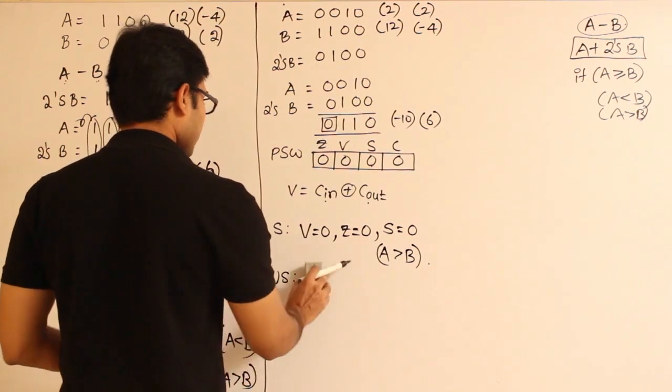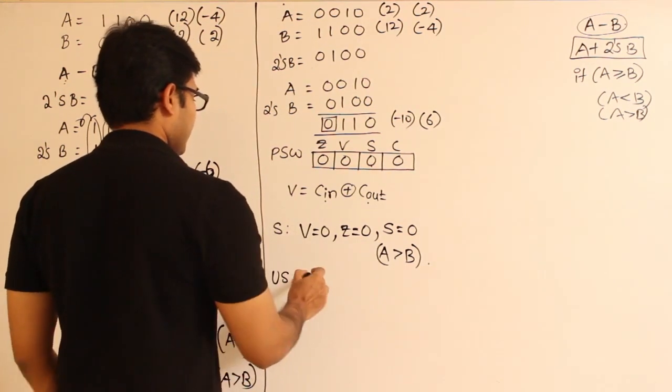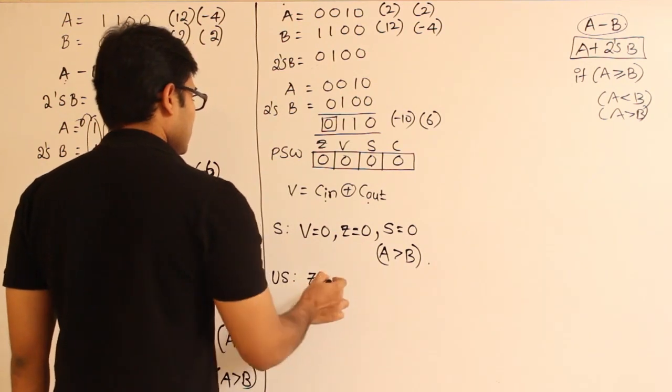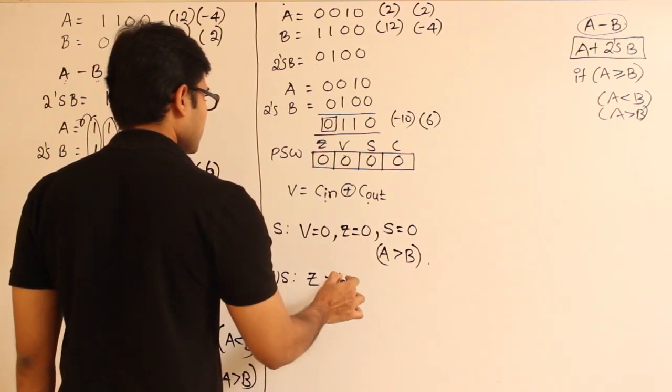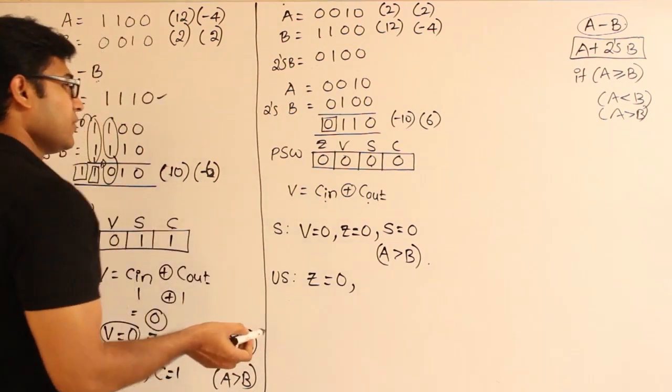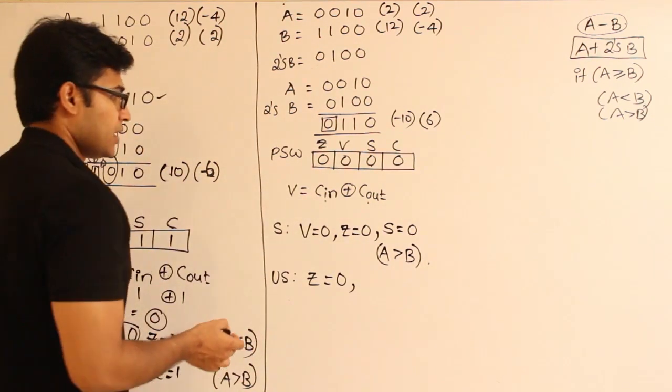And in case of unsigned numbers, again we have to test two flags, right? V is not useful there, we have to test the 0 flag. So see this 0 flag. In this case, the 0 flag happened to be 0, which means both are not equal. In case both are equal, we get the result as 0, and the 0 flag will be 1.